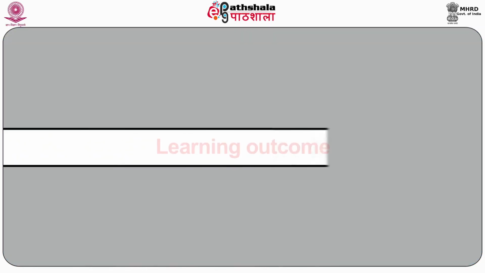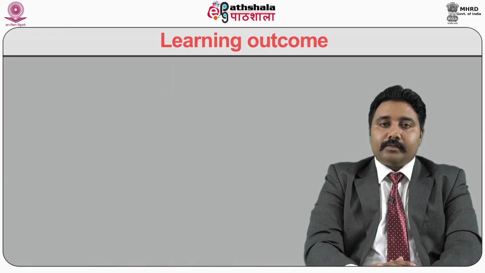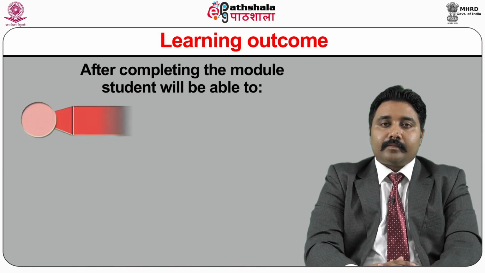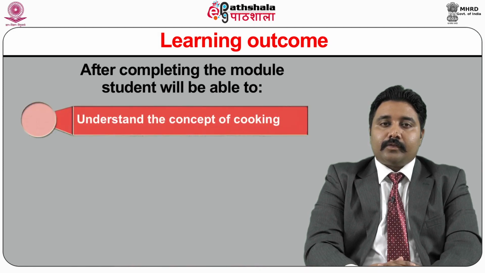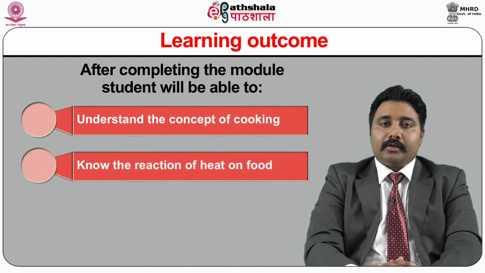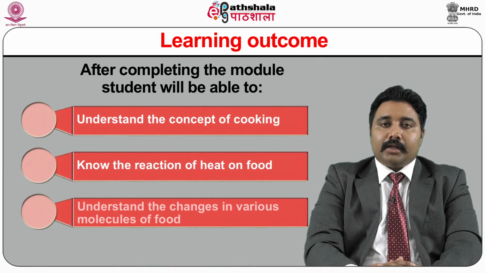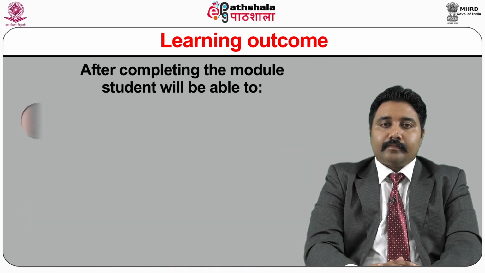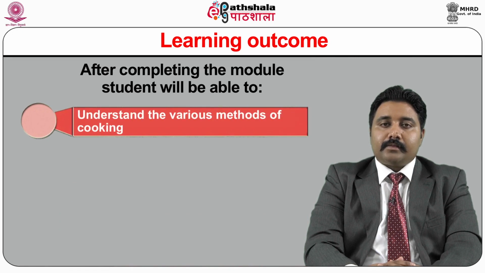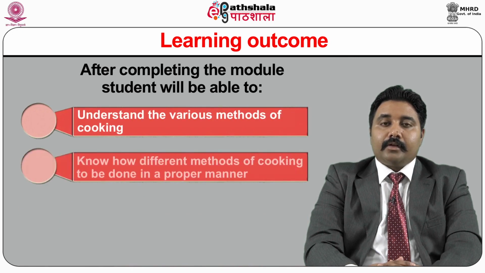Today, we shall be taking module number 17 titled Methods of Cooking under Paper Food Production Operations and Management. The learning objectives of this module are: understand the concept of cooking, know the reaction of heat on food, understand the changes in various molecules of food, understand the various methods of cooking, know how different methods of cooking to be done in a proper manner.